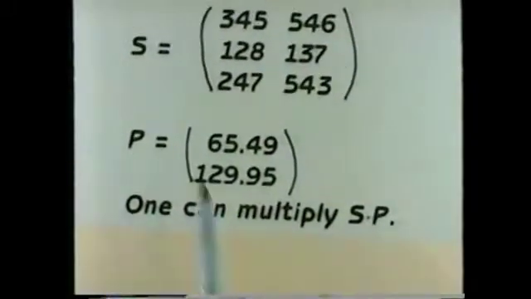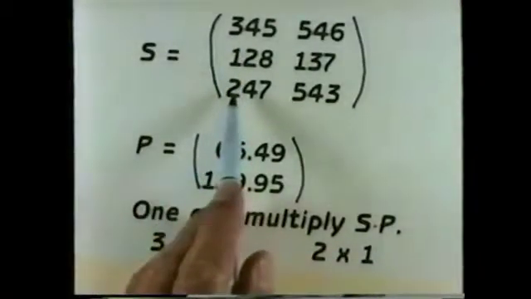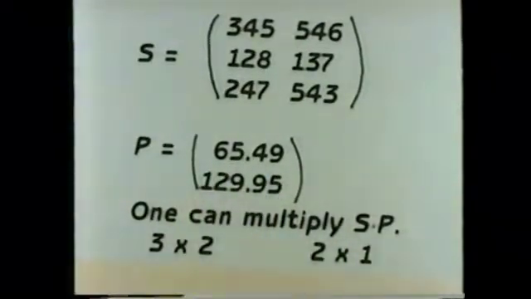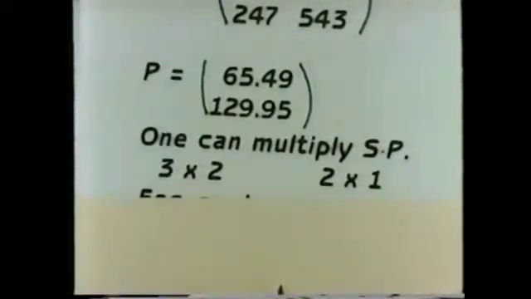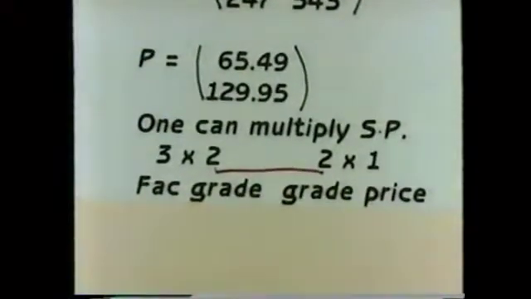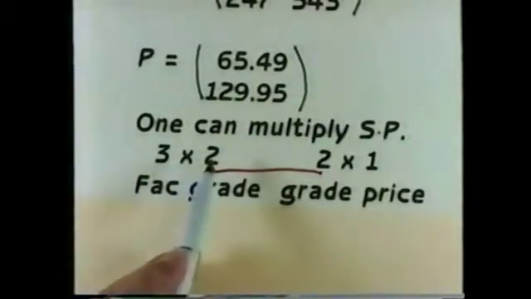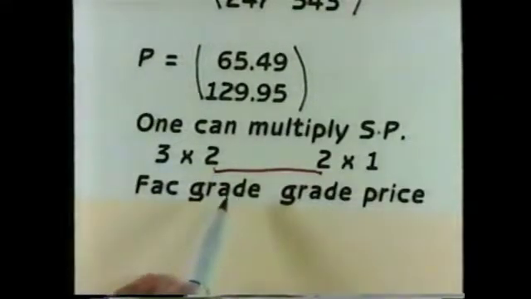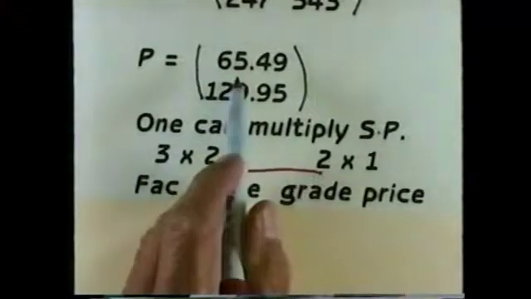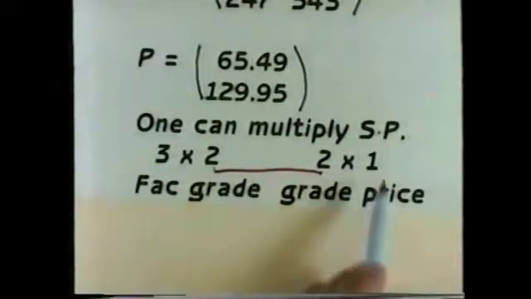One can multiply S by P, because notice S is 3 rows, 2 columns. P is 2 rows, 1 column. So we can multiply S by P, because we do have the match. We have 3 rows telling me the factory in matrix 1, 2 columns giving me the grade. In the price matrix, 2 rows with the grade, and 1 column which is the price per grade.